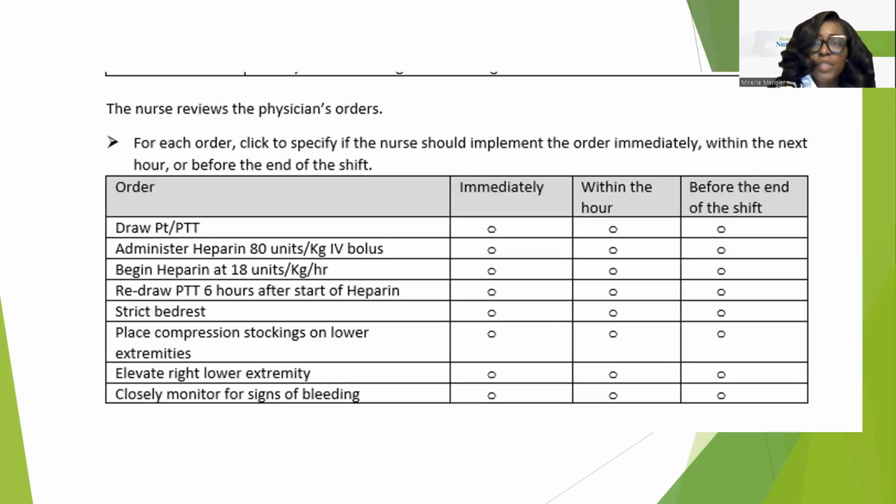So you review the physician's orders. For each order, click to specify if the nurse should implement the order immediately, within the next hour, or at least by the end of the shift.